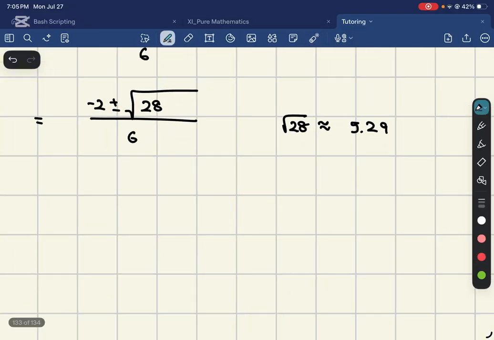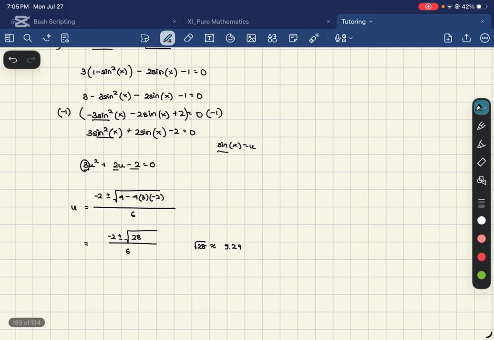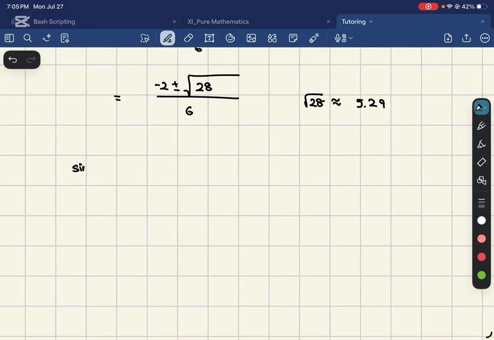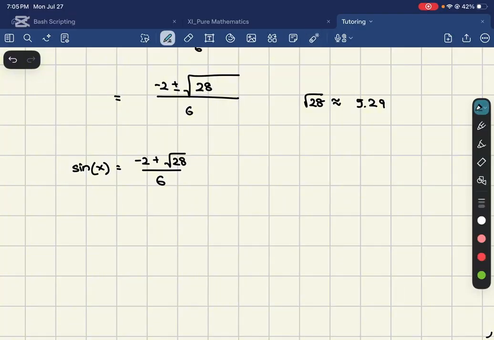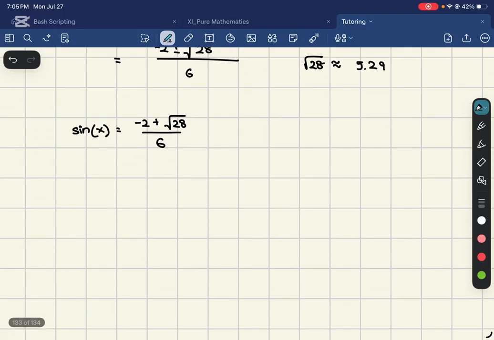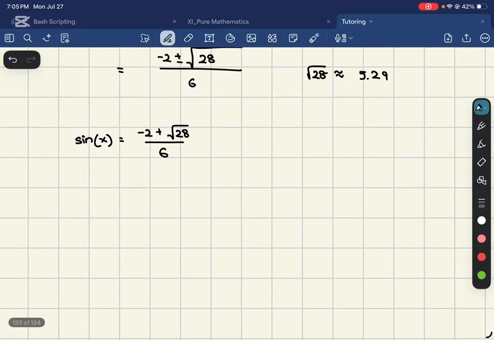So you only have to worry about the positive solution because u, remember, is sine of x. So sine of x is just going to be minus 2 plus square root of 28 divided by 6. You don't have to worry about the minus square root of 28 part, because this expression is less than negative 1, and sine of x always has to be bigger than or equal to negative 1 and less than or equal to positive 1. So you can keep this expression as it is.